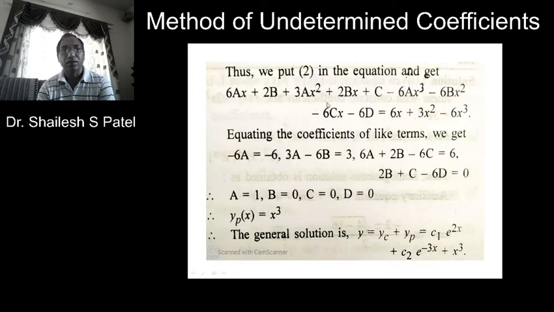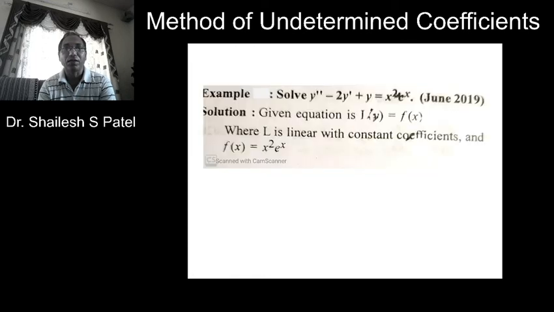As in this, if we substitute the value of yp(x), we can get this equation, and then we can equate the coefficients of like terms, that is coefficients of x³, coefficient of x², coefficient of x, and the constant on both sides. We can get these equations, and one by one if we solve these equations, then we can find out the values of a, b, c, d. Here we have obtained a equal to 1, b equal to 0, c equal to 0, d equal to 0. So yp(x) equal to x³. Therefore the general solution is y equal to yc plus yp, and you can see the solution has arrived.